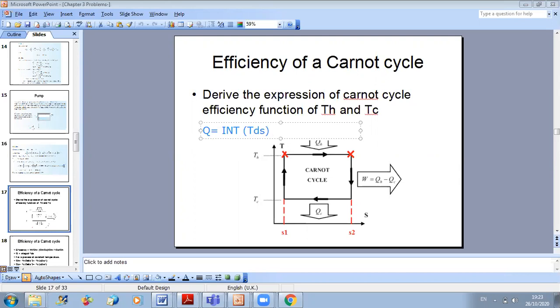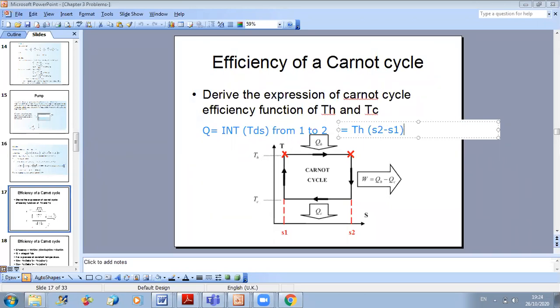And I will integrate from point 1 to point 2, from 1 to 2. Okay, but as you can see here, the temperature during this phase is constant, which will simplify the integration a lot, because since it's a constant, I can take it outside of the integration and I get T times delta S, which is S2 minus S1. And of course it's T hot because I am at the higher temperature. So it's T hot times S2 minus S1.